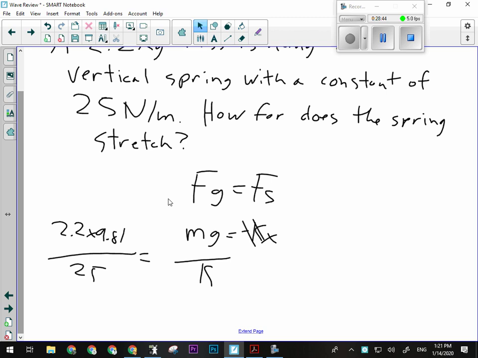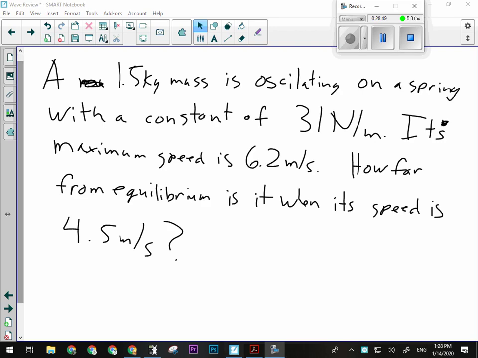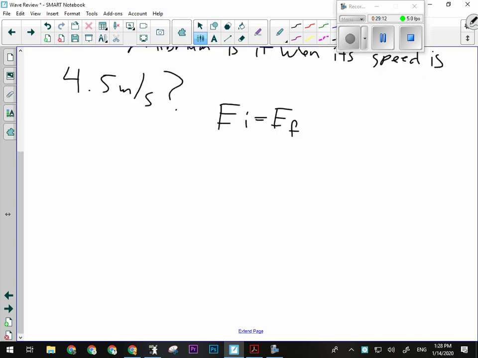Can you do a conservation question? Okay. We're being asked about 2 different positions in this question. One of them is at equilibrium, where all the energy is kinetic. The other is at an intermediate point where there's some kinetic and some potential energy. So we'll start out with EI equals EF. Our initial mechanical energy is at our equilibrium position, where we only have kinetic energy. Our other position involves having both.